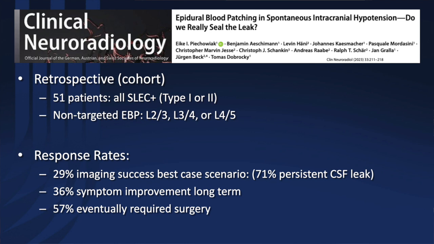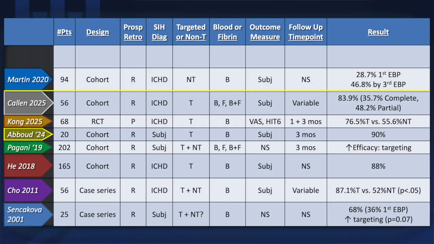And then finally, Ike and our wonderful group here in Freiburg and Bern with Tomas and Jürgen Beck published this retrospective cohort study. These are patients that were all SLEC positive, so type 1 or type 2 leaks, and they did non-targeted patches down in the lumbar spine. The response rates were 29% imaging success at the best case scenario is what they wrote in that paper, right? So that's not a great number. 36% had symptom improvement long-term, but 57% eventually required surgery. So at least in this subset of CSF leak types, it seems like non-targeted patching is not particularly helpful.